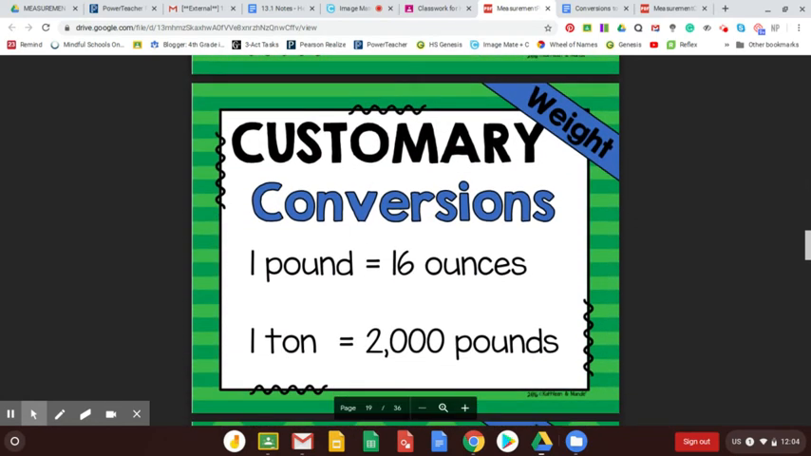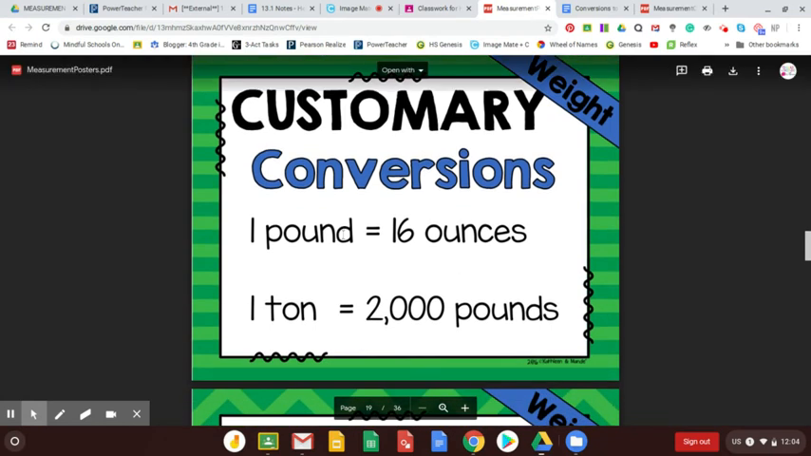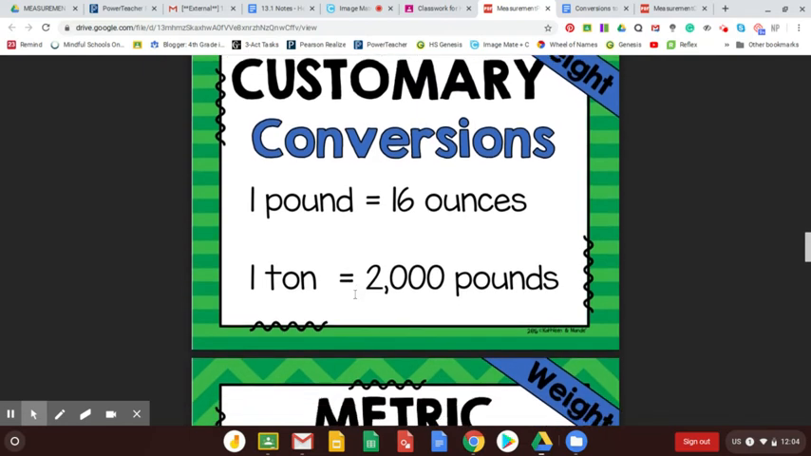So we have 1 pound is 16 ounces. So picture that, that can of corn might hold 16 ounces in it. And 1 ton is 2,000 pounds. And again, these are something you might want to memorize if you could.